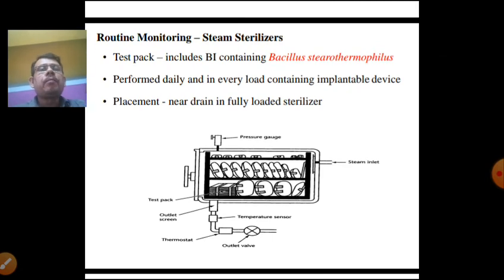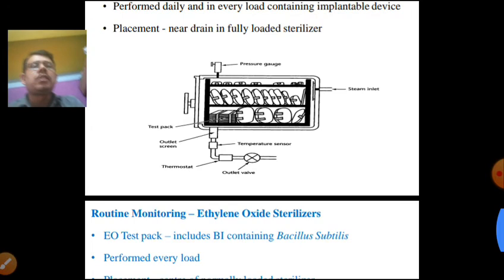In case of biological indicator, the routine monitoring of the steam sterilization test pack indicates the BI contains Bacillus stearothermophilus and is performed daily, and every load that contains an implant of the devices. Placement is near the drain in a fully loaded sterilizer. Basically, this is done by the autoclave sterilization or moist heat sterilization.